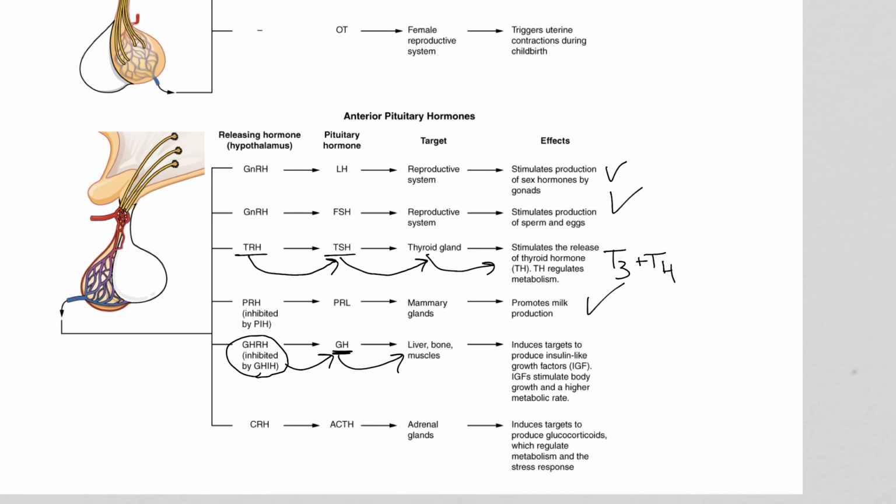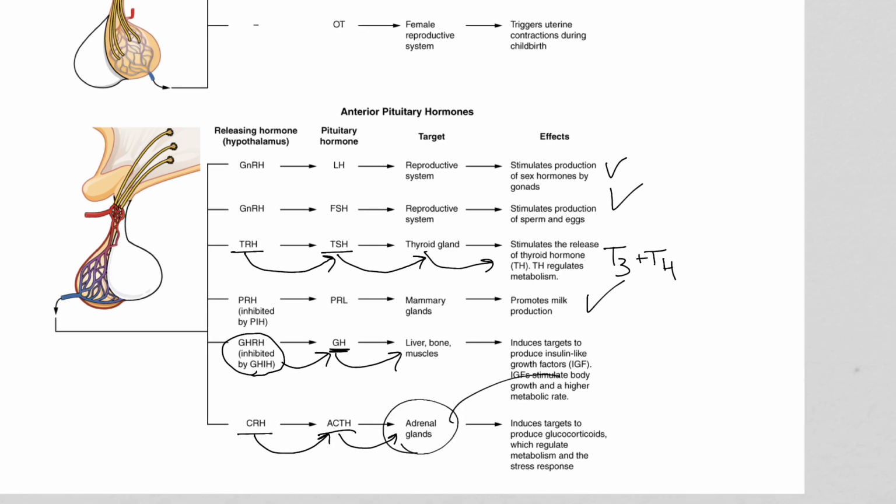Okay. Last one, CRH, corticotropin releasing hormone, tells the anterior pituitary to release ACTH, which is adrenocorticotropic hormone. It has the effect of stimulating the adrenal glands to release a group of hormones called glucocorticoids. The only glucocorticoid that you're likely to hear anything about is cortisol. Cortisol is a stress hormone that impacts glucose metabolism and immune function and a lot of different things. We'll see cortisol eventually when we get to the adrenal glands.